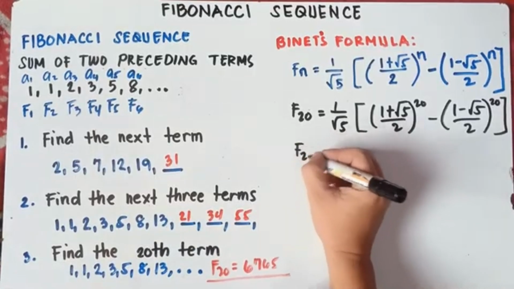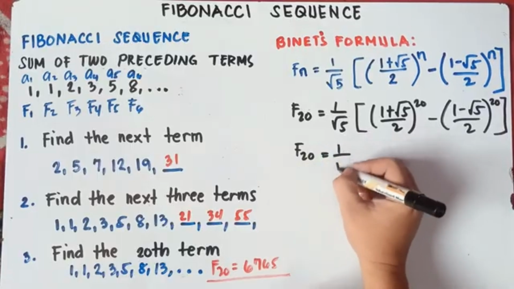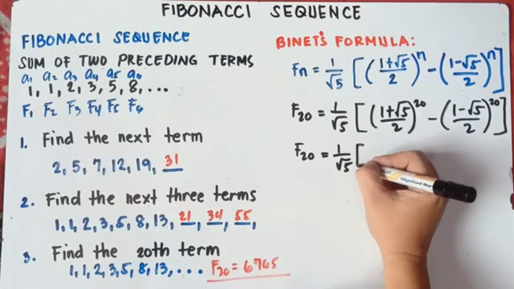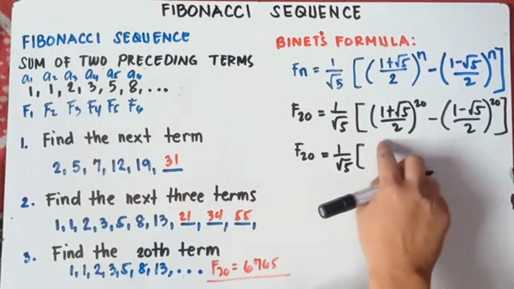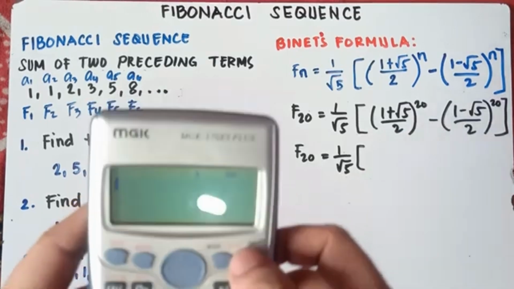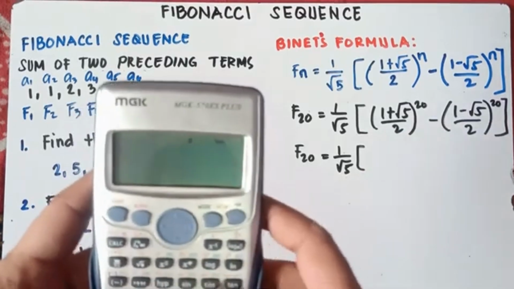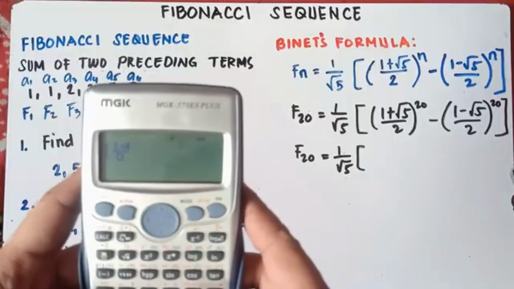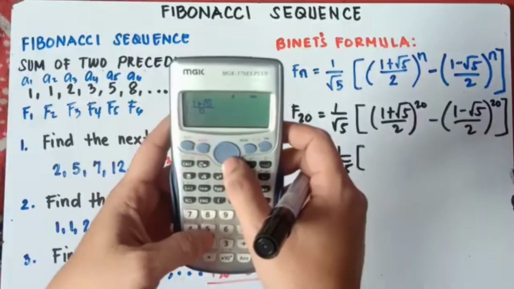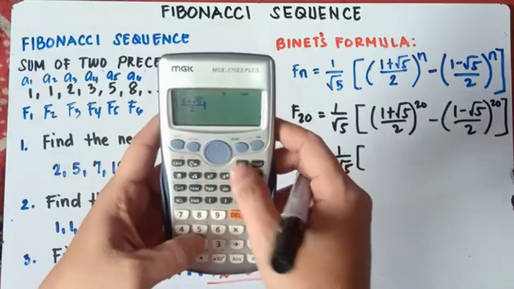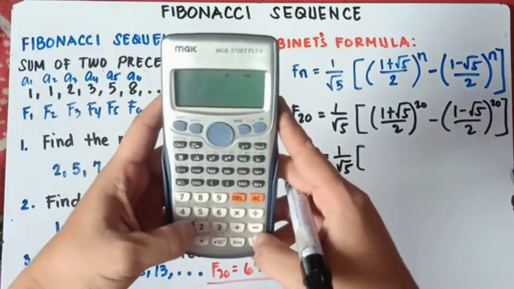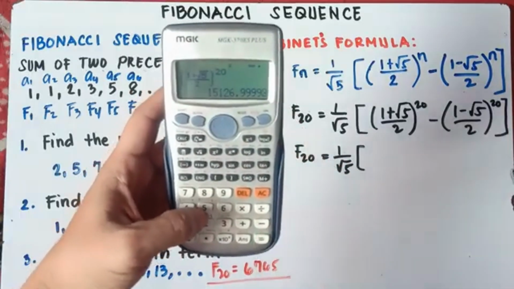So this will be f sub 20 equals 1 over square root of 5. And then parenthesis, or bracket. Then simplify this one class. 1 plus square root of 5 over 2, quantity raised to the power of 20. So that would be fraction 1 plus square root of 5 over 2. Then close parenthesis, then raised to the power of 20. You will get, what's the answer, class?